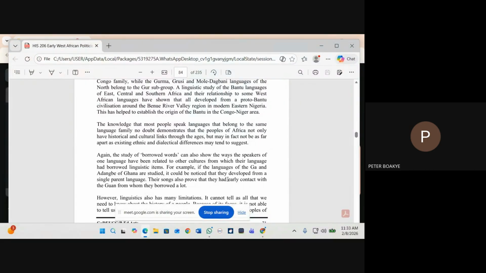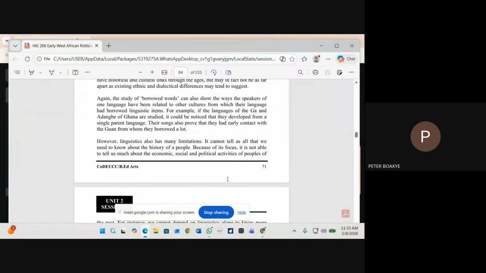The knowledge that most people speak languages that belong to the same language family no doubt demonstrates that the peoples of Africa not only have historical and cultural links through the ages, but may in fact not be as far apart as existing ethnic and dialectical differences may tend to suggest. And this gives an idea that we know the Ga and their language migrated together because of linguistics.